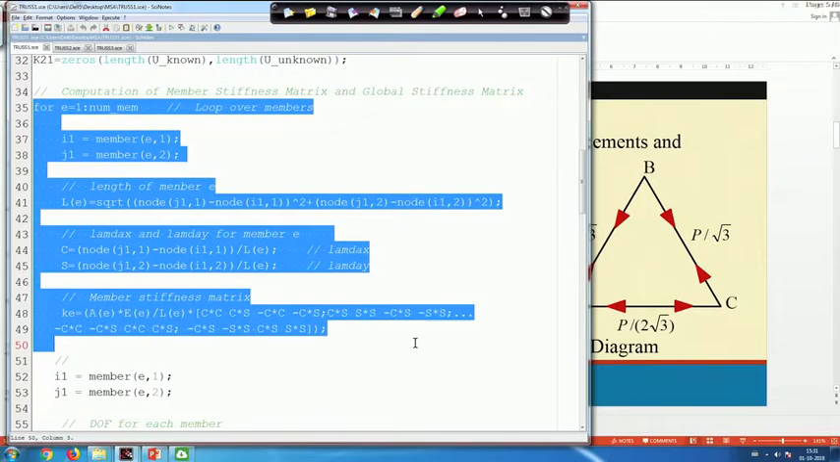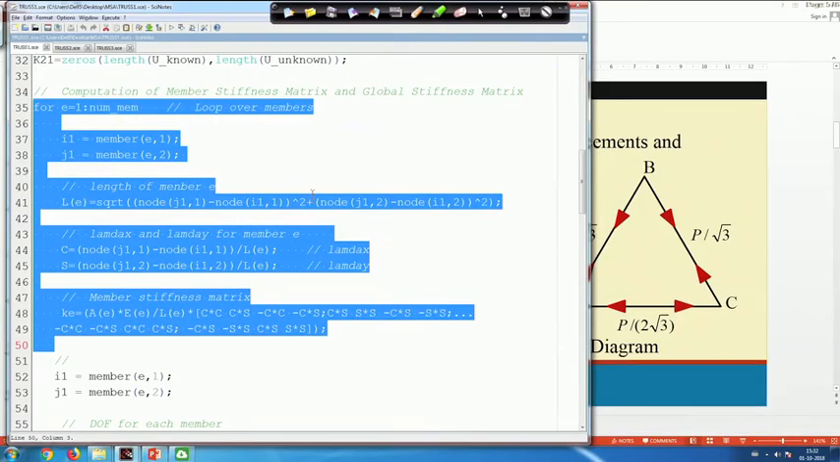Now, this step is important. This step is the calculation of the element stiffness matrix, or the member stiffness matrix, and assembling them in the global stiffness matrix. If you recall how we did that, first we calculated the element stiffness matrix. Here we have 3 members, so we have 3 member stiffness matrices, and the global stiffness matrix in this case will be 6 by 6 because of 3 nodes.